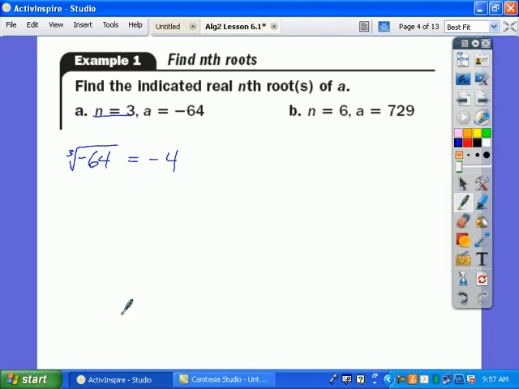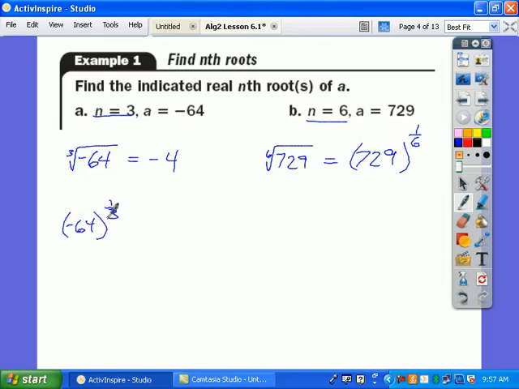Now here, for part B, they want us to take the 6th root of 729. By the way, we have a new way that we could write this. We can use that fractional exponent. So 729 to the 1/6 power. Those are the same. We could have done that over here. I could have put -64 to the 1/3 power, which equals -4. These two notations, 6th root or some number to the 1/6 power, mean the same thing.